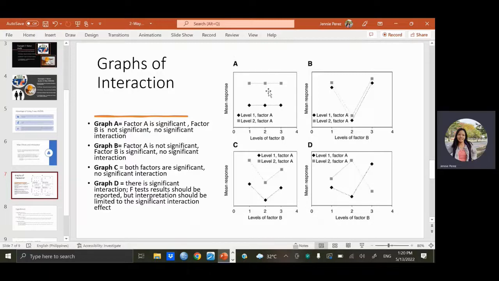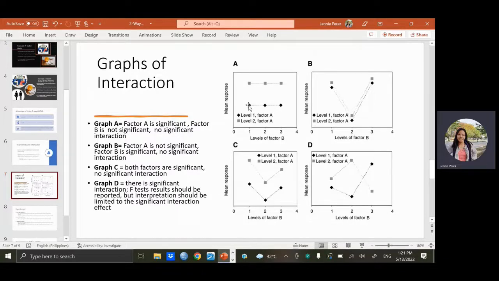So in graph A, let's say for example, we have already performed the two-way analysis of variance. We have conducted the study, collected the data, and then performed the analysis of variance, the two-way analysis of variance. There are four scenarios that we can get, okay? There are four possible scenarios. So we have here in graph A, it depicts a picture wherein factor A is significant, as you would see that the scores of level 1 and level 2 for factor A are really far from each other.